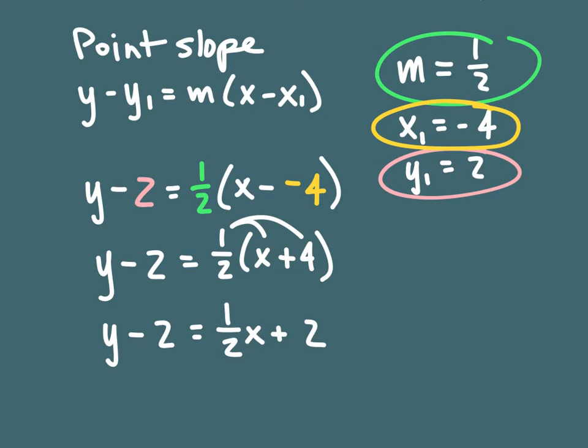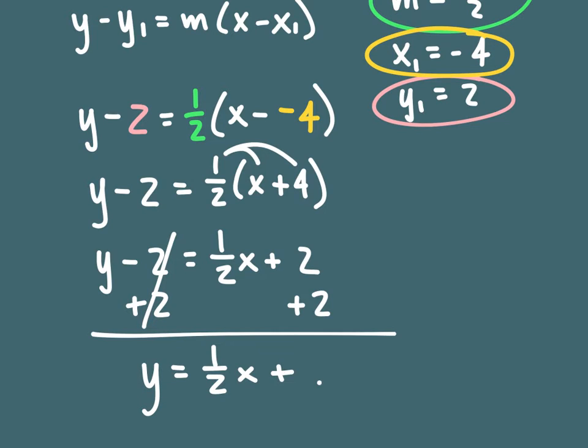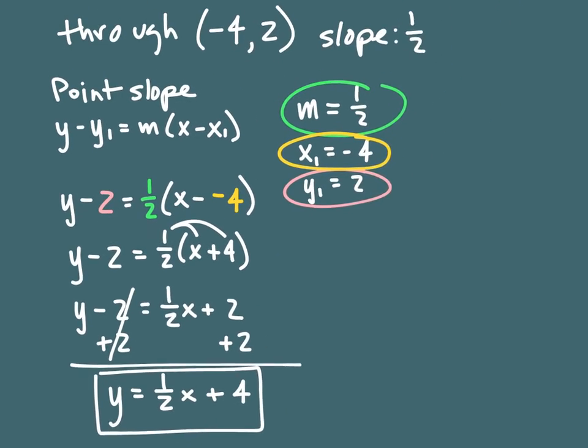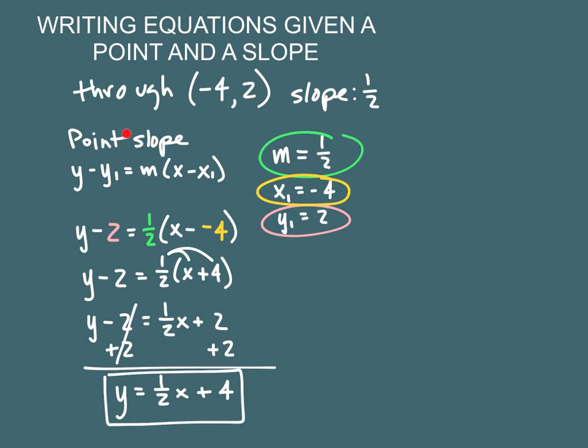Okay, and so now what I want to do is solve this equation for y. So let's add 2 to both sides, all right? And then we're going to end up getting that y is equal to 1/2 x plus 4, all right? And that's our equation that we want to write. So we wrote this using point slope form. I want to write the exact same thing using slope-intercept form.